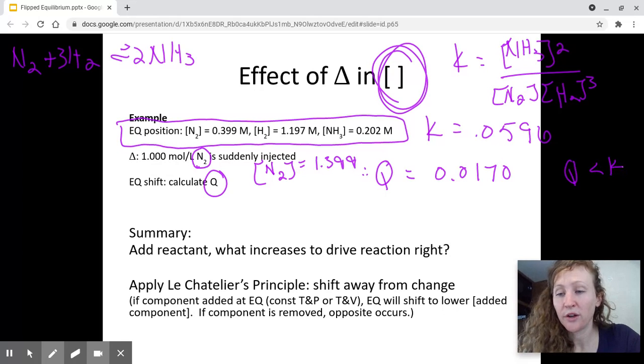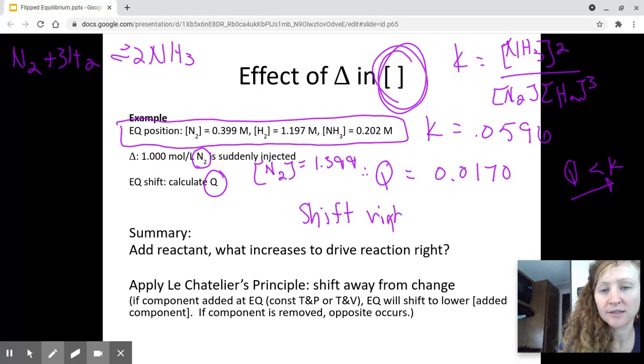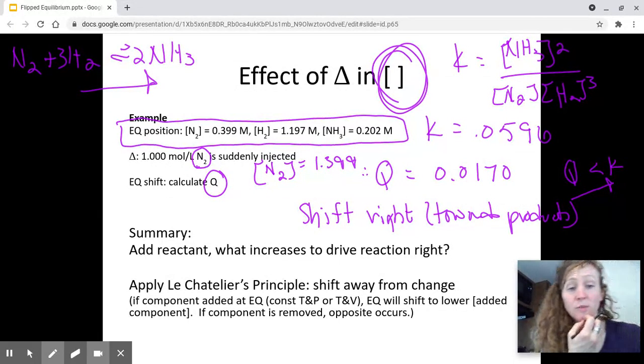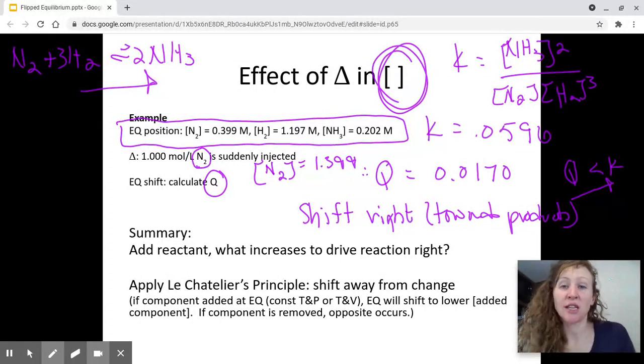So in order for this reaction to shift and get back to K, what has to happen? The products have to get bigger, right? So this is going to shift right, towards products. Shift right towards products. Okay, so this gets us to Le Chatelier's principle.